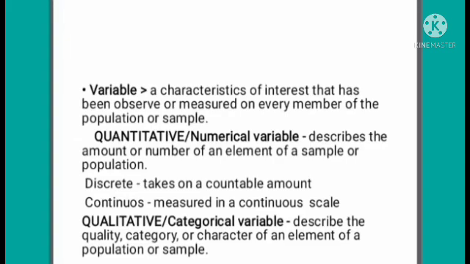Discrete and continuous. Discrete takes on a countable amount. It is usually expressed as a whole number. And continuous is measured on a continuous scale; it takes any value within a range or interval. Qualitative categorical variable describes the quality, category, or character of an element of a population or sample.